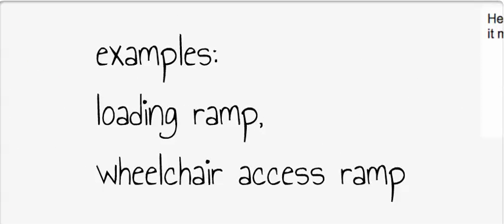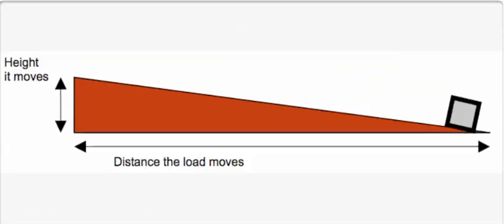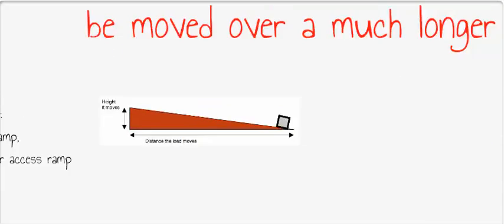Examples of these are loading ramps and wheelchair access ramps. And here's a lovely picture. As you can see here, the load would need to move like a ton more than it actually moves in height. So the distance in which we push it is substantially larger than the height in which it moves, but because of this we are able to exert a smaller force on the object.